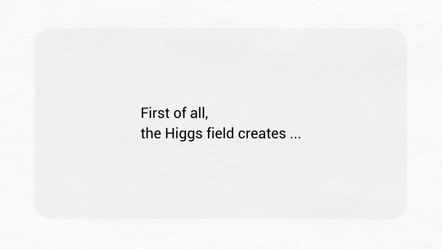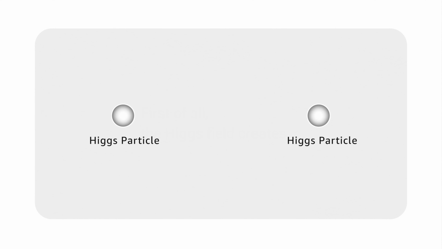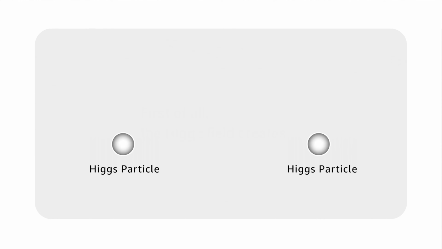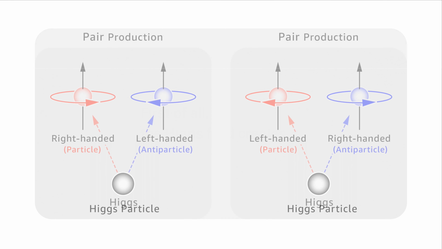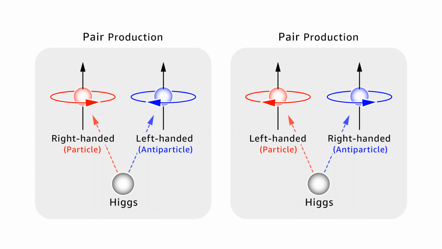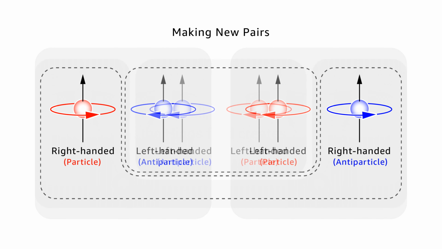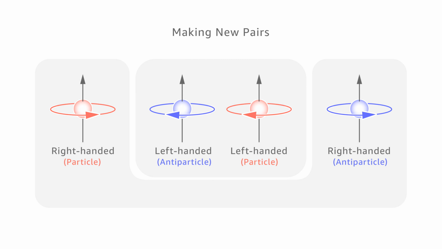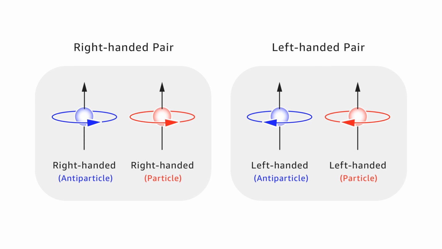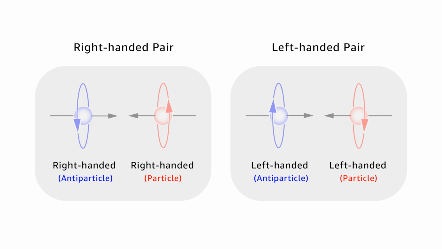First of all, the Higgs field creates Higgs particles. Then, each Higgs particle decays into a particle and its anti-form. When a particle has right-handed spin, its anti-form has left-handed spin. When a particle has left-handed spin, its anti-form has right-handed spin, as illustrated. Then, these particles create new pairs, as illustrated. There is a right-handed pair and a left-handed pair. In each pair, a particle and an anti-particle have opposite directions of traveling, as illustrated.